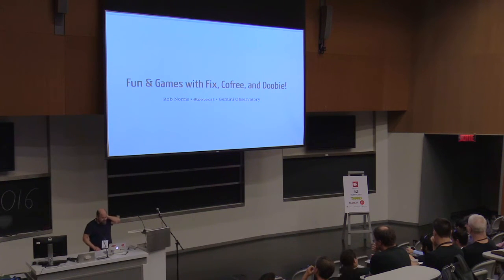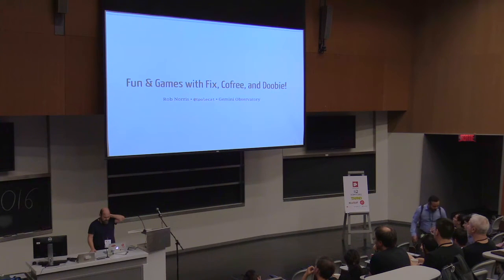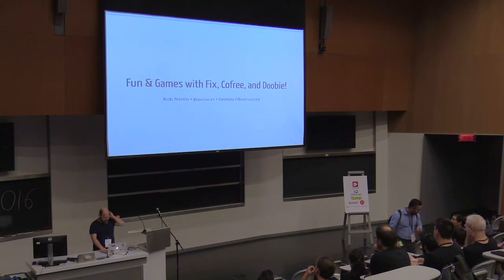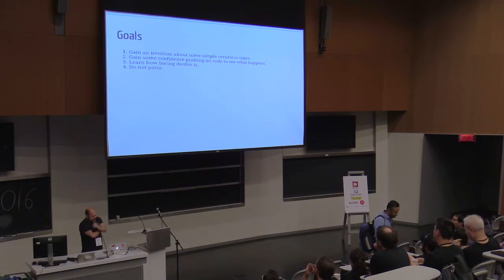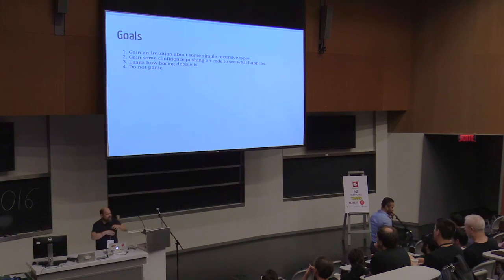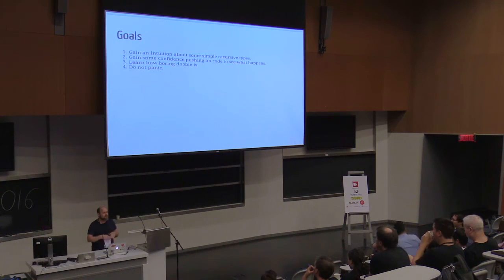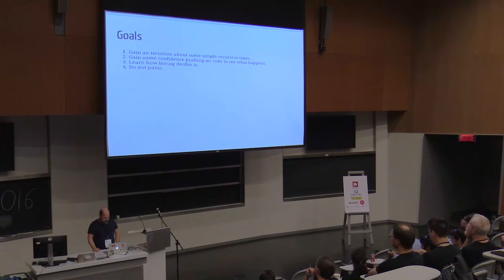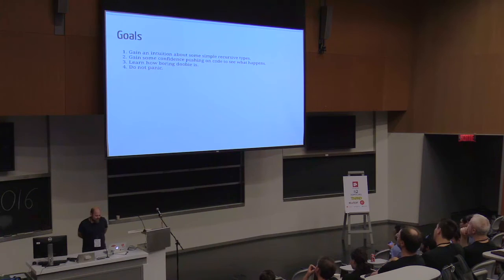Okay, so today I kind of just want to talk about some odds and ends that I think are interesting, and we'll see if you find them interesting as well. So here are the goals. The big thing I want to do is help you get an intuition for some simple recursive types. These things seem to be pretty well known in the Haskell community, but not that much in Scala. I think they're interesting and useful, and it's just a fun thing to learn about. And then gain some confidence pushing code around.